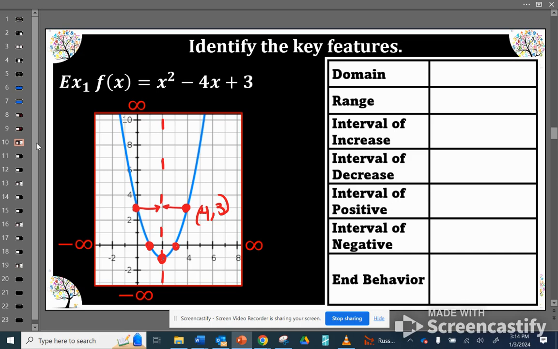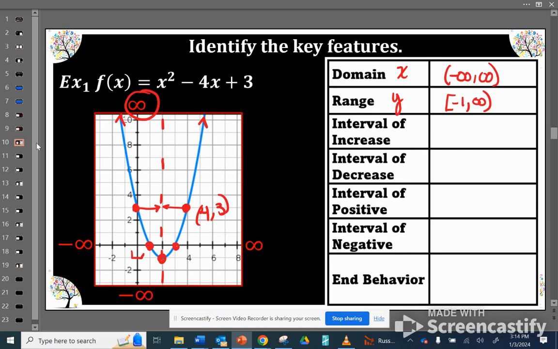Okay, let's talk about domain. This is what possible x values. We are not limited. We can see that this parabola is growing left and right, so we are not restricted with any x values. We are restricted with our range values. The least y value that's going to be a part of this function is -1. I am going to use a bracket because it's included, and then the y values continue to positive infinity.